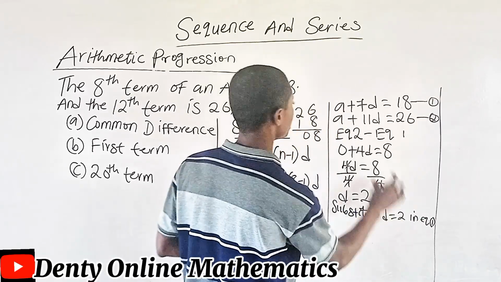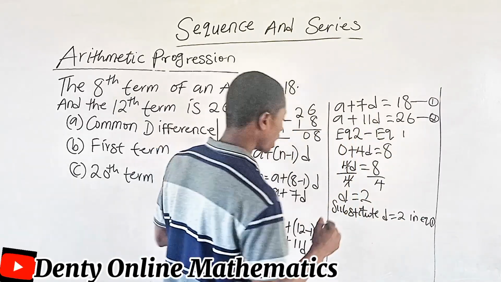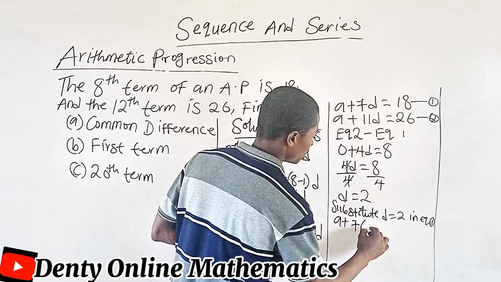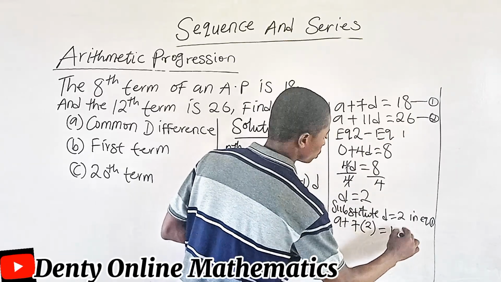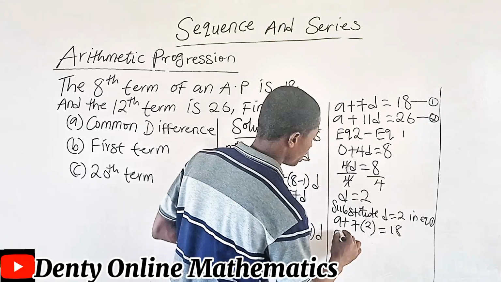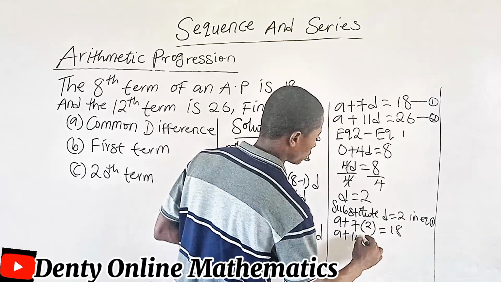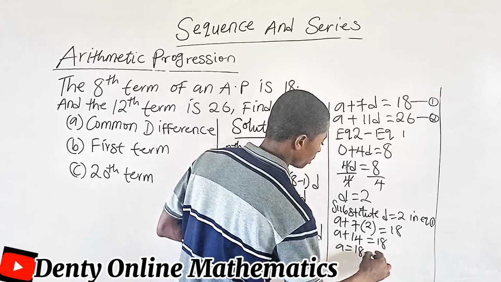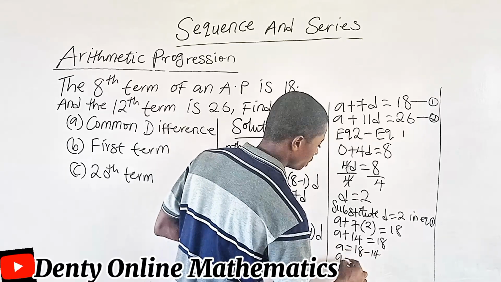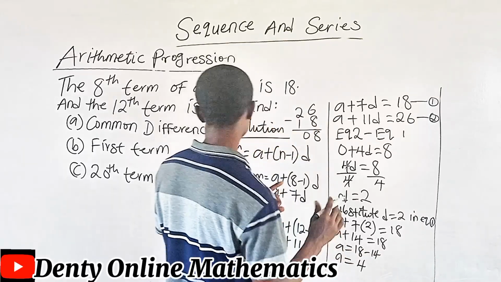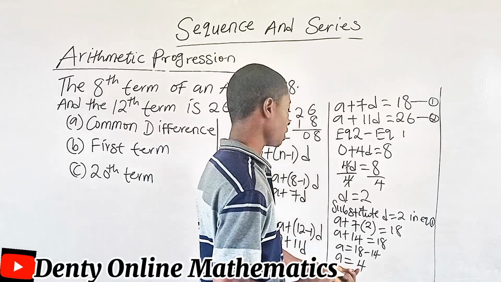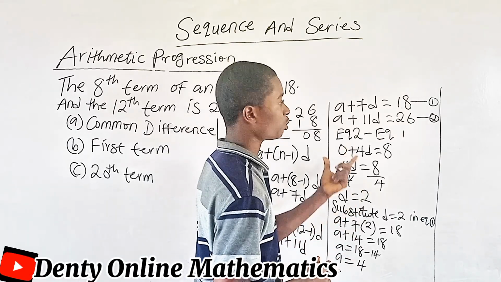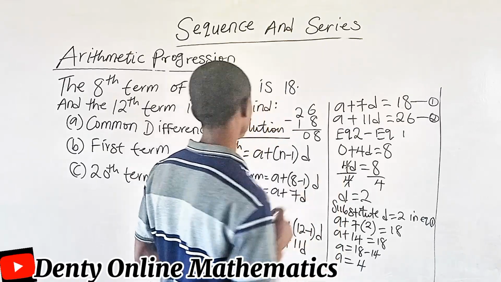So if we substitute this into equation 1, we have A plus 7 in place of D, into 2, equal to 18. So A plus 7 times 2 is 14, equal to 18. So A will be equal to 18 minus 14. And our A will be equal to 4. Now we have found our first term to be 4. We have found the common difference to be 2.